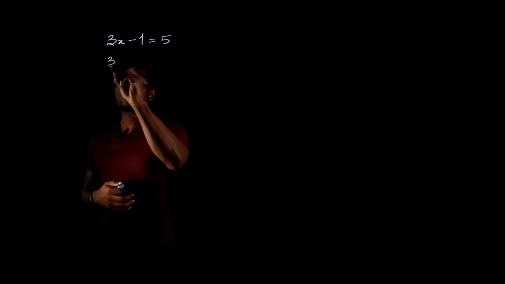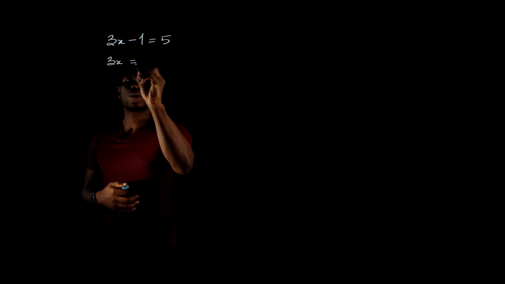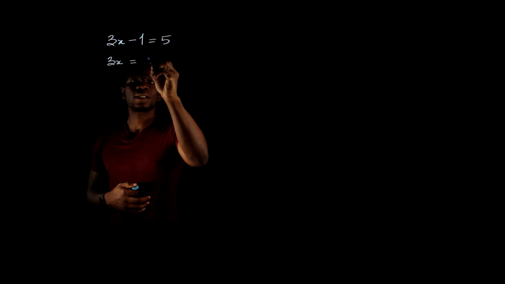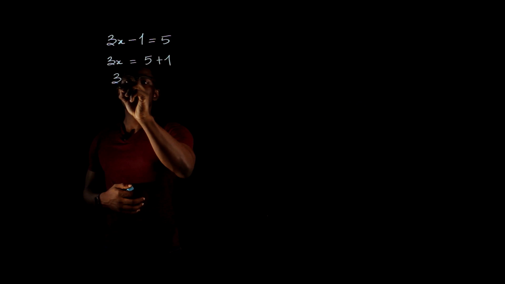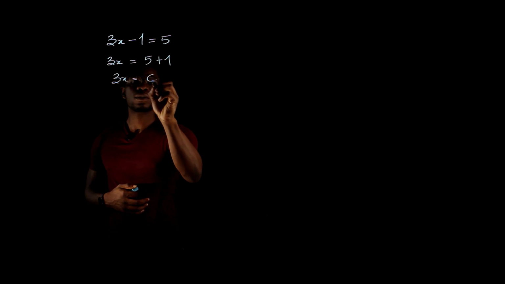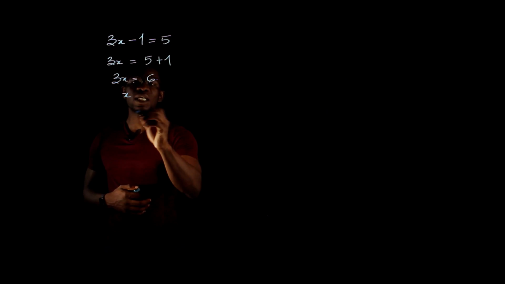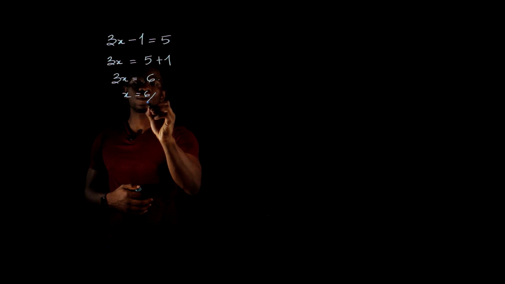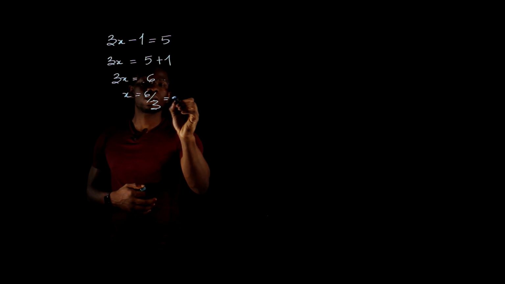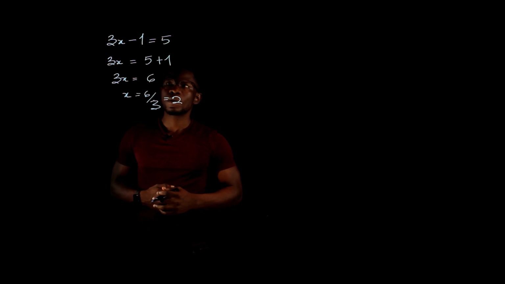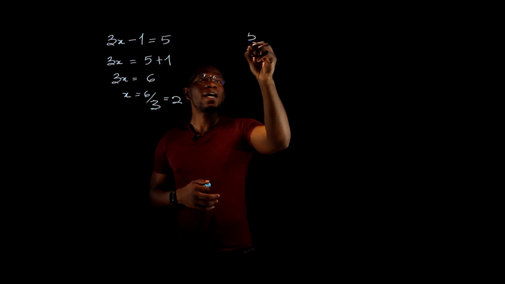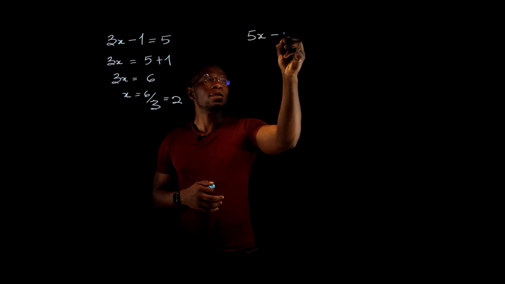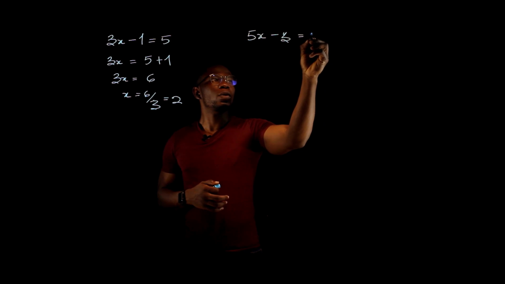We have 3x equals, if we add 1 to both sides, we'll get rid of the 1 here, and that's 5 plus 1. And then 3x is equal to 6. So now if we divide both sides by 3, we have that x is equal to 6 over 3, which is equal to 2.